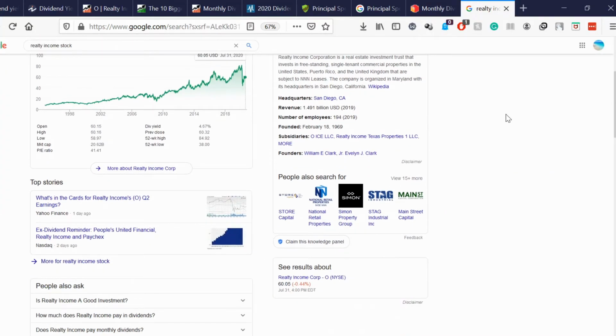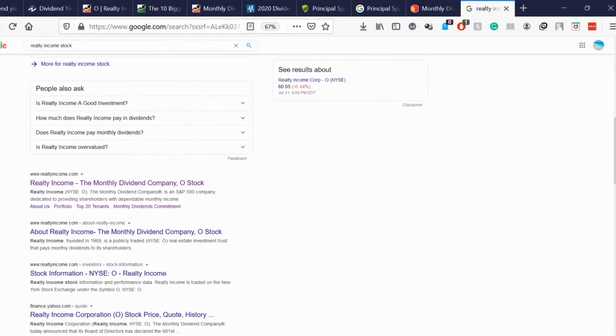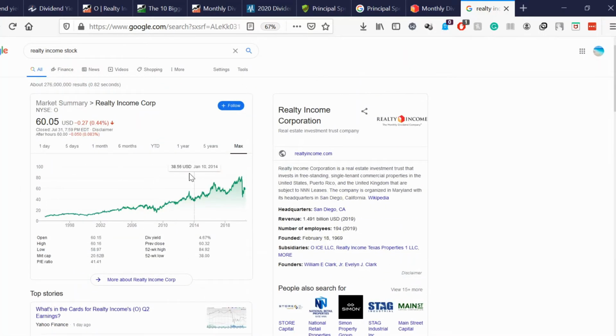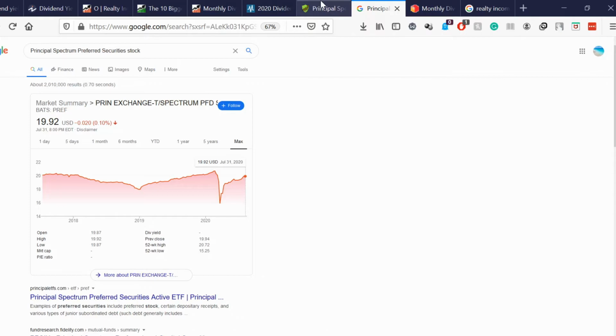So there's a lot of things you can do. And the good thing about Google is Google also usually has some articles, their top stories here, how their financials are, and you can just go through all this stuff more for Realty Income, and you can figure out, okay, is this going to make sense for me? But that's how I would do it.